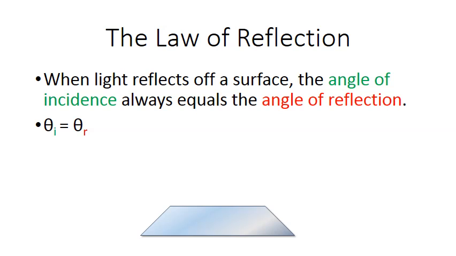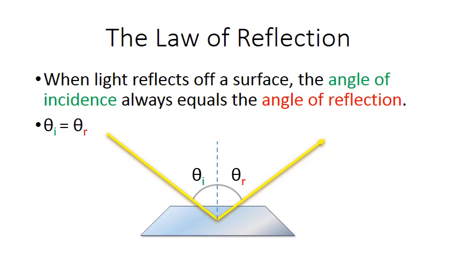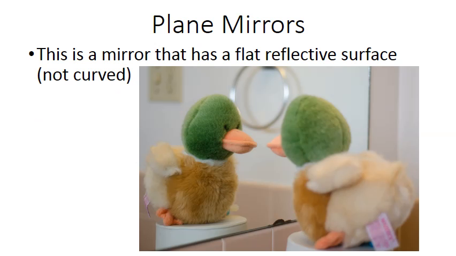And this is important to understand the law of reflection. When light reflects off a surface, the angle of incidence always equals the angle of reflection. So theta I always equals theta R. If we have light bounce off this mirror, our normal goes up through the center, perpendicular to the mirror, and theta I, the angle of incidence, is going to equal theta R, which is the angle of reflection. So those two angles will always be equal.